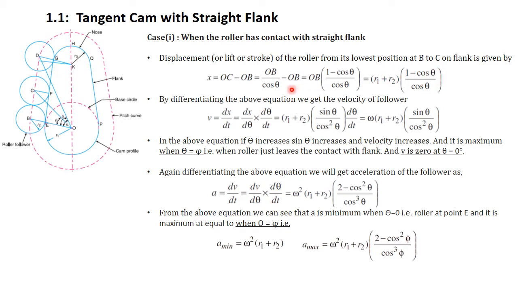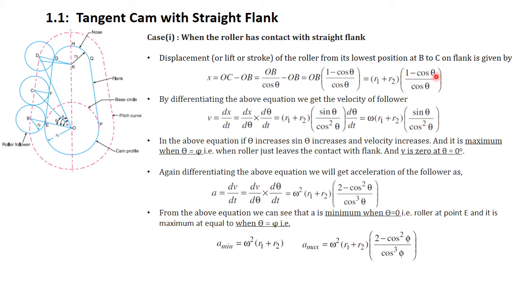Now in order to find the velocity, we need to differentiate the displacement of the follower with respect to time. Therefore we can say that velocity is nothing but the rate of change of displacement, that is dx/dt. Now x is a function of theta. As x is a function of theta, this can be written as dx/dθ into dθ/dt, right?